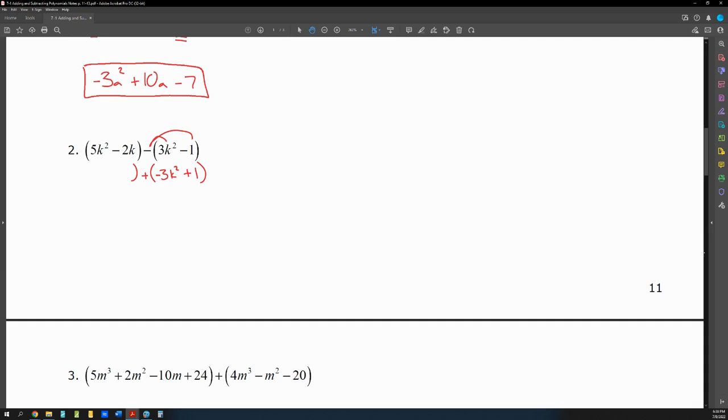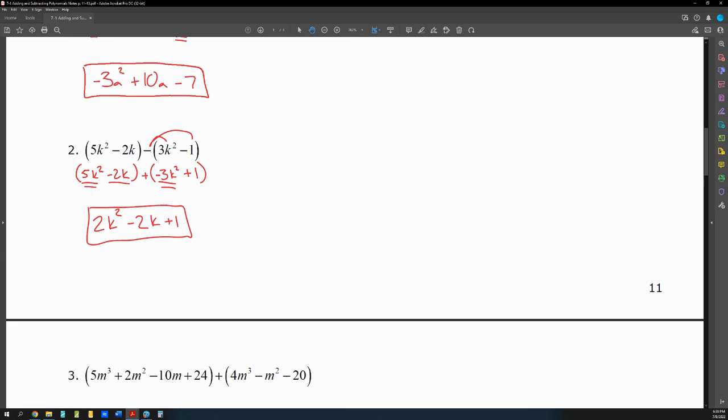Now that we've distributed the negative, we can just simply add. So I'm going to bring down that first binomial, and now we're just adding or combining like terms. For our k squareds, we have positive 5 and negative 3 gives us 2k squared. And negative 2k, there's nothing to combine with it there. So we'll just bring that down. And finally, our constant, positive 1, there's nothing to combine with that there either. So our answer, 2k squared minus 2k plus 1.